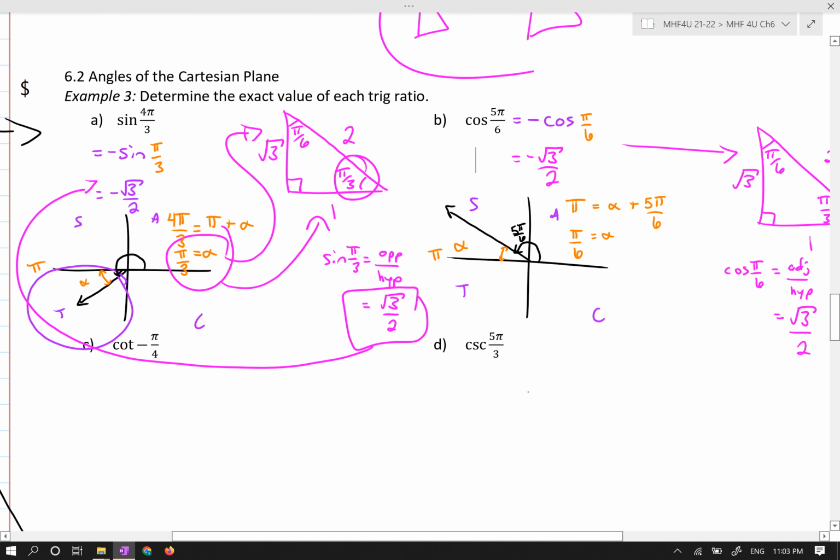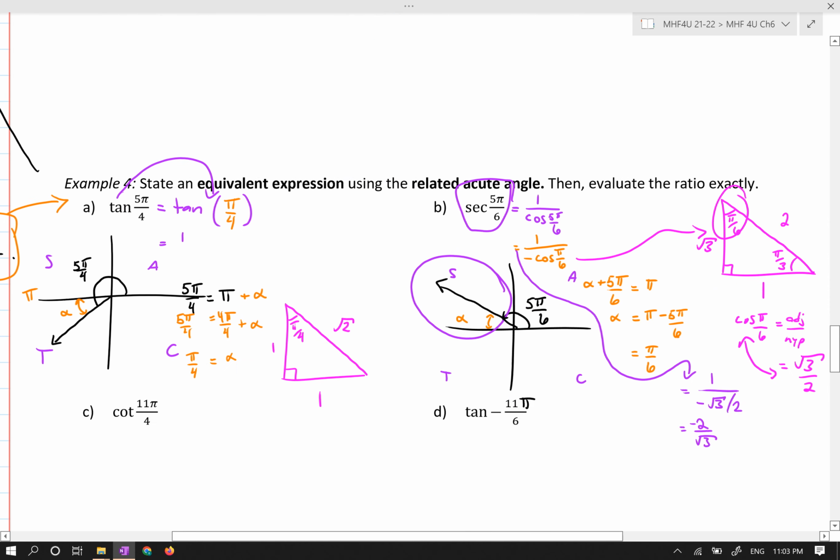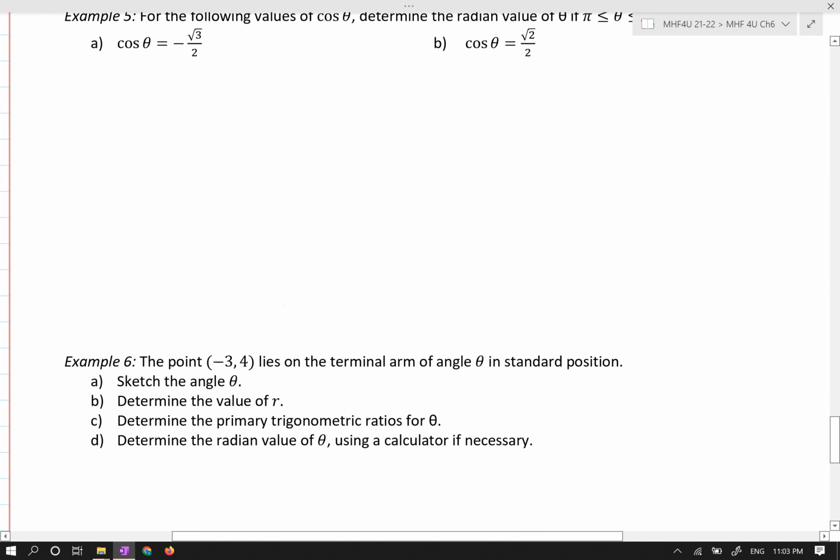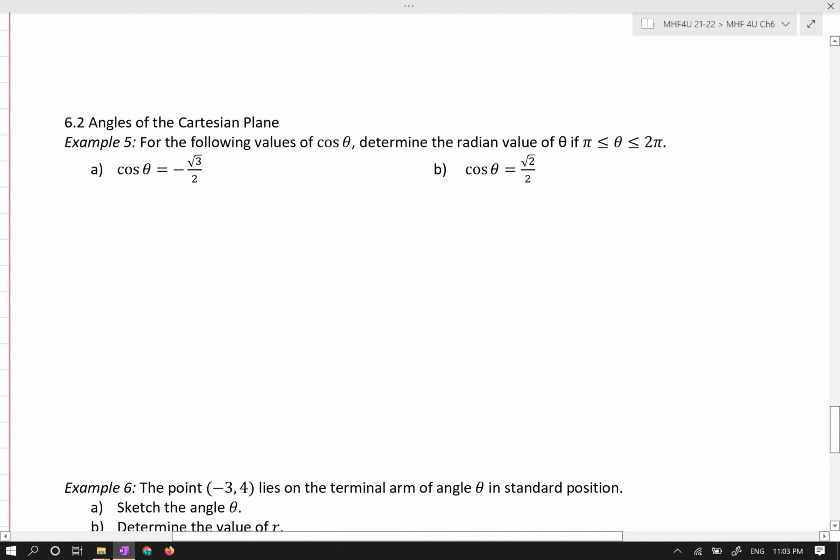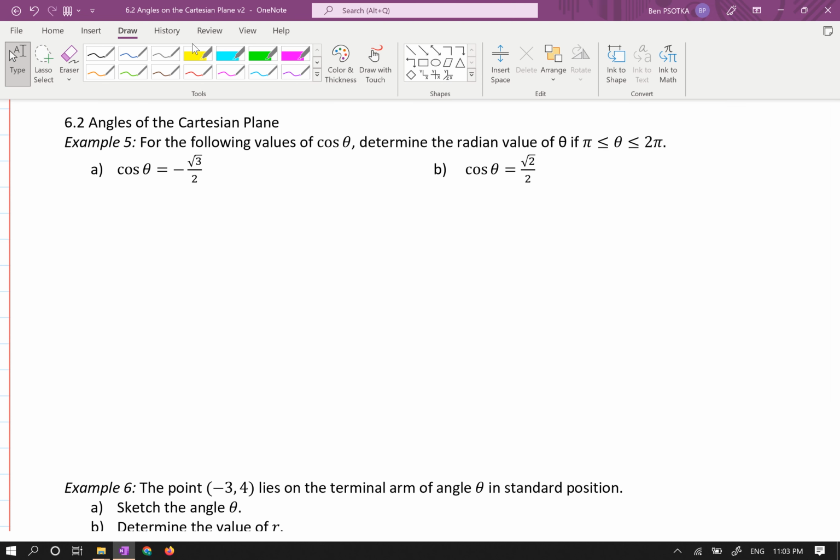So, well done, folks. You should be able to handle C and D on your own. Like I said before, I will include those in the solutions that I post on the classroom. I do just want to go over, I believe there's one more, you know what, there are 2 more example types that we'll go through.